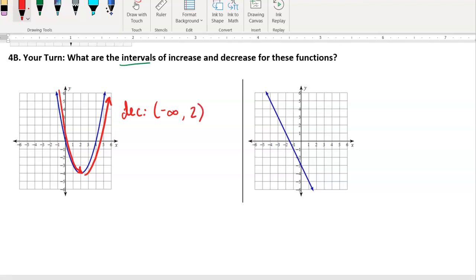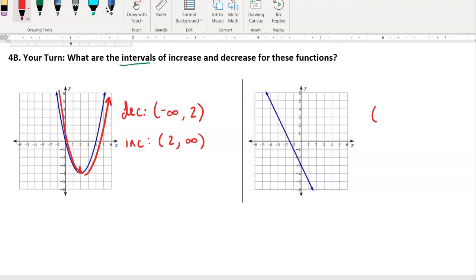We're not describing the y-axis, we're describing the x values. We're trying to figure out for what values of x the graph is decreasing. So it's decreasing from negative infinity to when x is 2. And then as soon as it hits 2, now it's increasing. So it's increasing from 2 to infinity. So hopefully you got that right. If not, make sure you make those corrections.